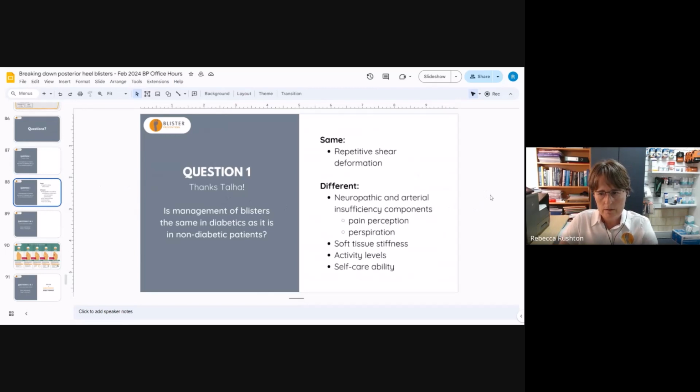But there are definite differences, of course. With diabetics, if they have had high sugar levels for a long time, they could be neuropathic and have arterial insufficiency components. The pain perception is an issue, so you can't really expect a neuropathic diabetic to be able to nuance and fine-tune and troubleshoot blister areas and remain blister-free, because they just don't get the hotspot sensation. So it's very difficult for them. So for that reason, you probably just want to start at the top rather than try the things that work a little bit.